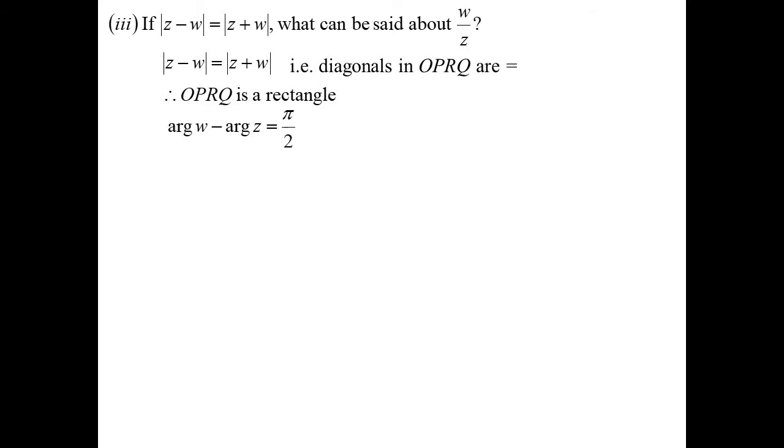So the argument of W minus the argument of Z must be, well, I've written in radians, but pi on 2 or 90 degrees. Now I'm going to use my rule about arguments. Argument of W divided by Z is pi on 2. If the complex number has an argument of pi on 2, then it must be purely imaginary. It must lie on the imaginary axis.